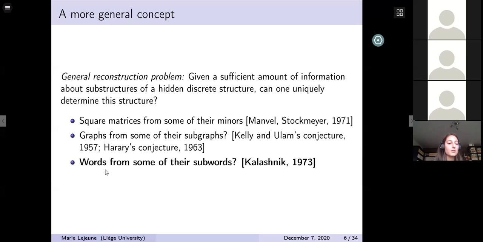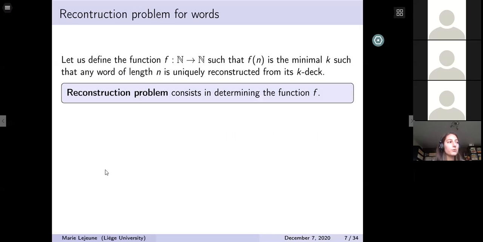And obviously, you can ask the question about words from their subwords. And as far as I know, this problem was first stated by Kalashnik in 1973. Okay, so about the problem of reconstructing a word more especially. In fact, the problem is the following. You want to determine the function mapping every natural number n to the minimal k such that any word of length n is uniquely reconstructed from its k-deck.